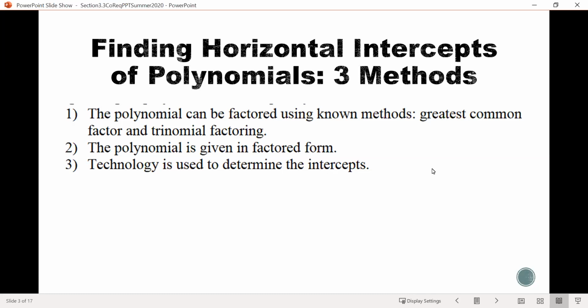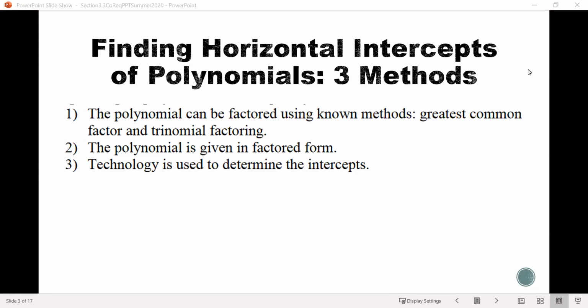When we're doing this for polynomials, there are three primary methods we want to utilize. The first is trying to factor the polynomial using any method we know, greatest common factor, trinomial factoring, which is what we did with quadratics. The second, and perhaps the easiest, is if the polynomial is already given in factored form, then finding the horizontal intercepts can be quite straightforward. And the third, if the other ones fail, is to use technology. And by technology in this class, we primarily mean our graphing calculators.